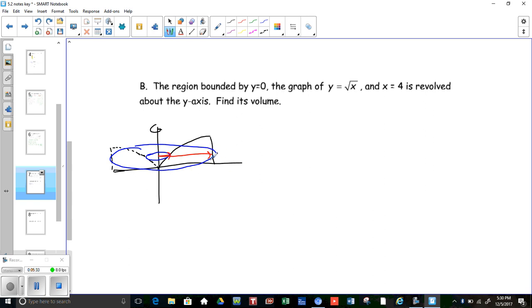So the outside radius is, well, this is just a distance because this is 4. The outside radius is 4. All the way up and down this thing is 4. Outside radius is 4 because it's a vertical line, 4.